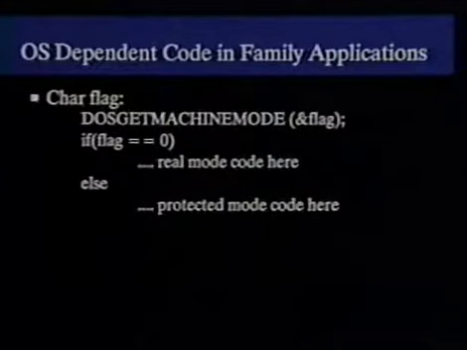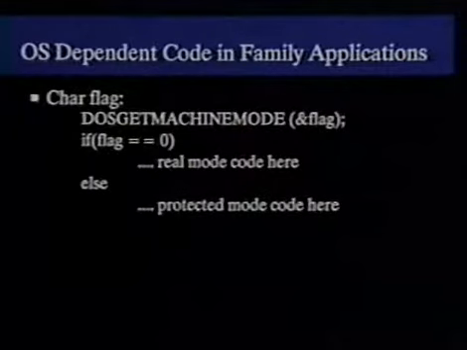This little code sequence shows how that works. DosGetMachineMode takes the address of a flag, and on return the flag will either be 0 or 1. Just backing up there a second, the type of things that you might do in your conditional code in your Family application would be to access the mouse, for example, which does not have a Family API interface. In real mode, you'd go ahead and call interrupt 33. And in protected mode, you'd call one of the MOU functions.